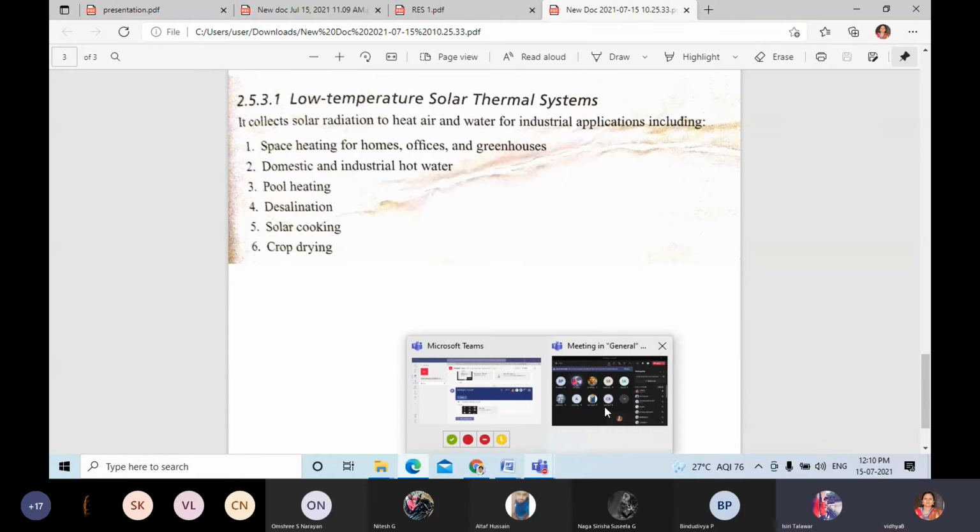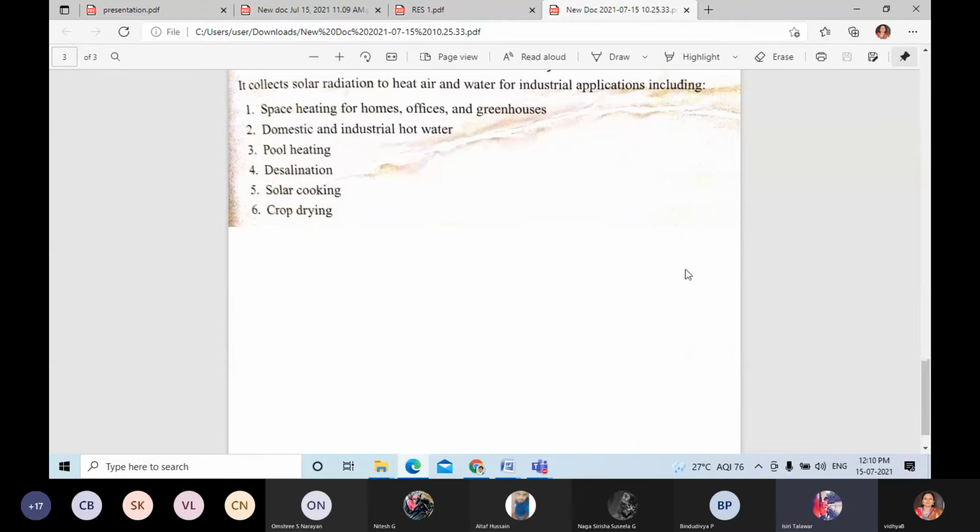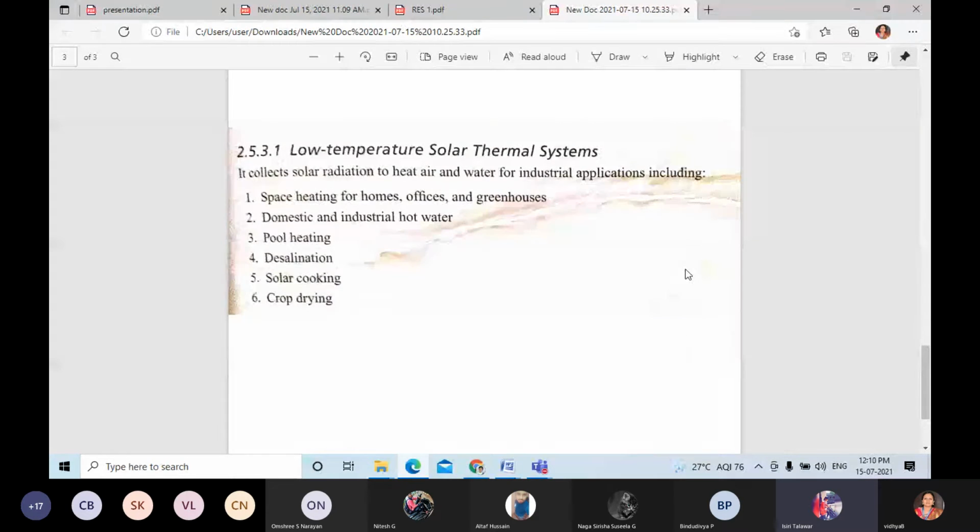Now I'm going to explain the low temperature solar thermal systems. As we can see, they collect solar radiation to heat air and water for industrial applications, including space heating for homes, offices, and greenhouses, domestic and industrial hot water, pool heating, solar cooking, crop drying, and desalination.